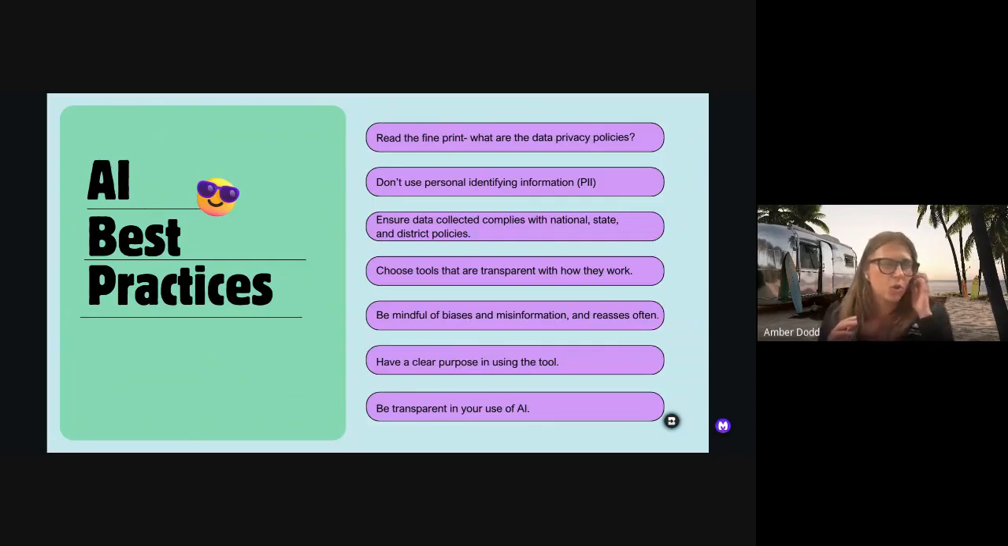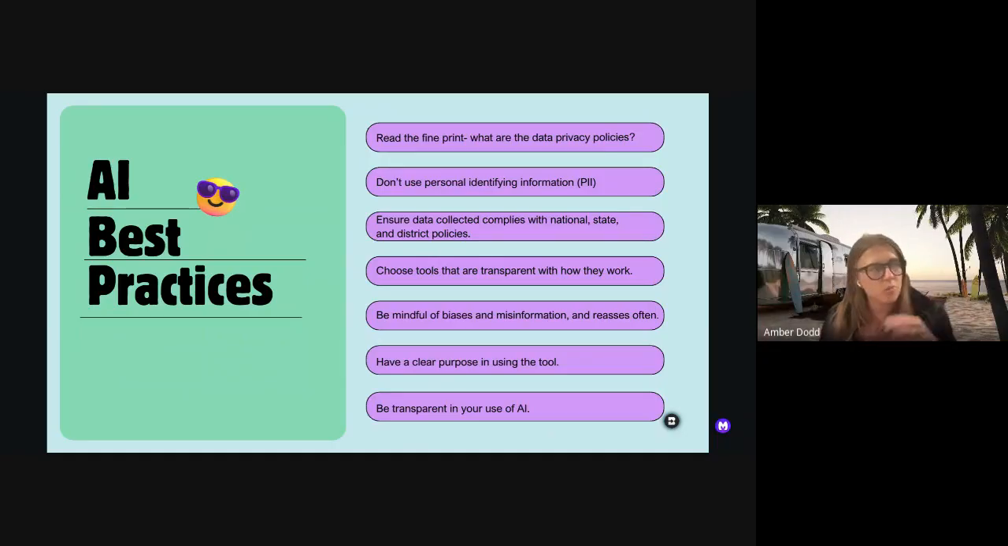And so especially if we're using it in our work setting, what are the data privacy policies? I like to take a glance and see what data they are taking. Don't use personally identifying information. Don't use names or ID numbers, anything like that. Of course, don't put in your social security number, but really make sure that we are removing all of the personally identifying information. So if you're writing a letter of recommendation, remove the student's name, put in a fake name, and then just replace that fake name with the real name later.